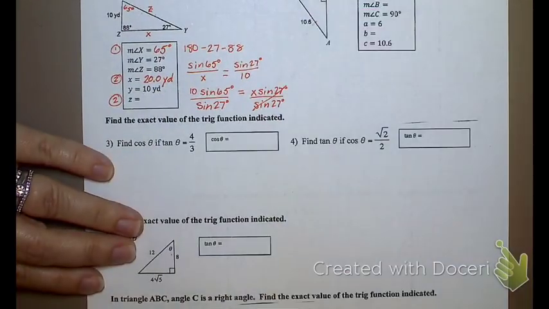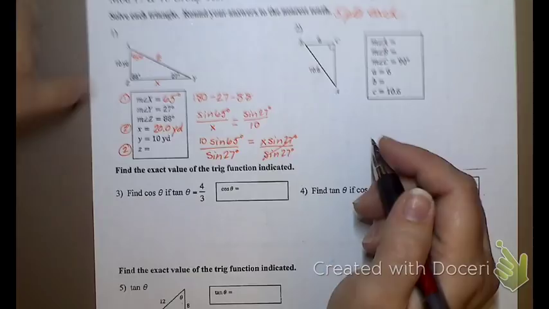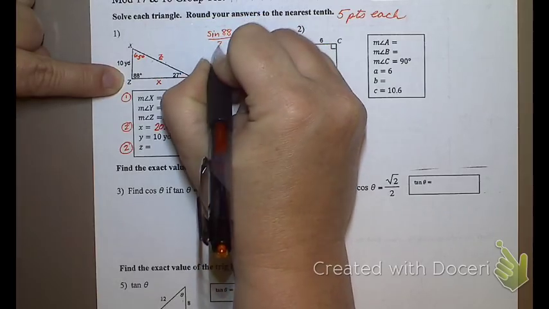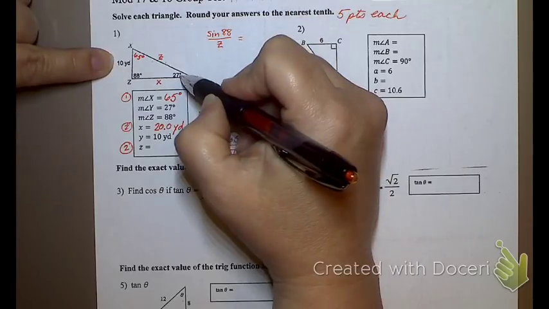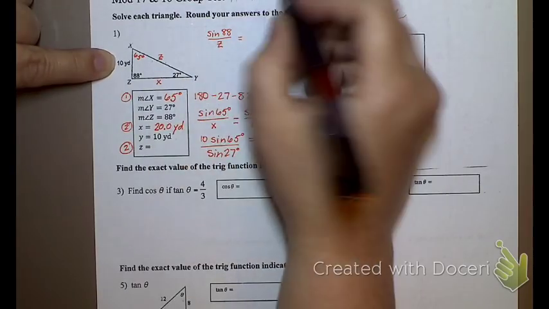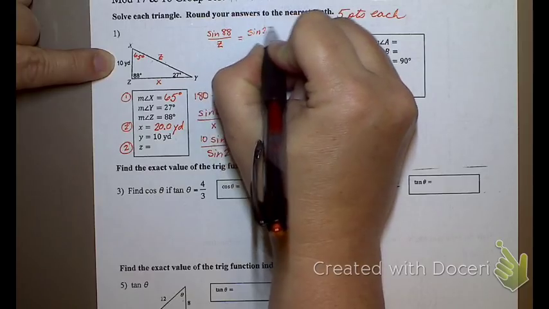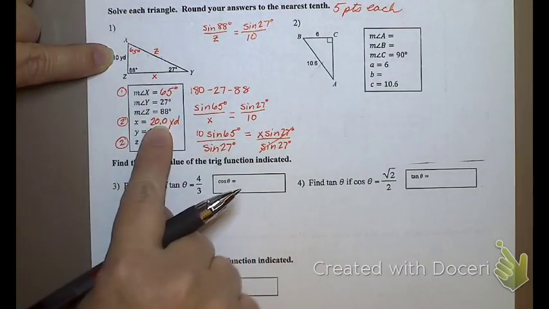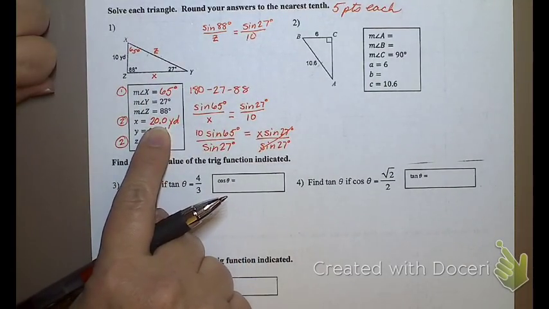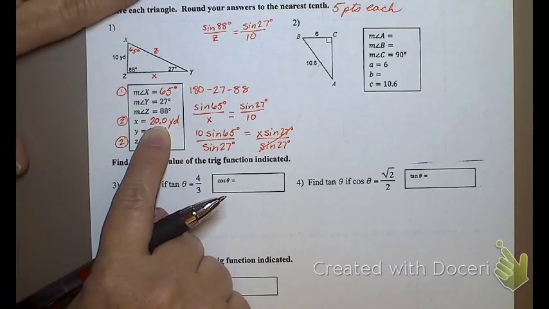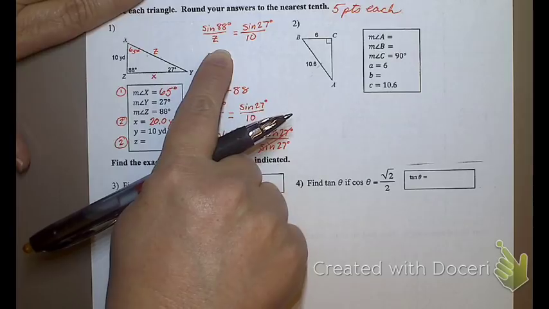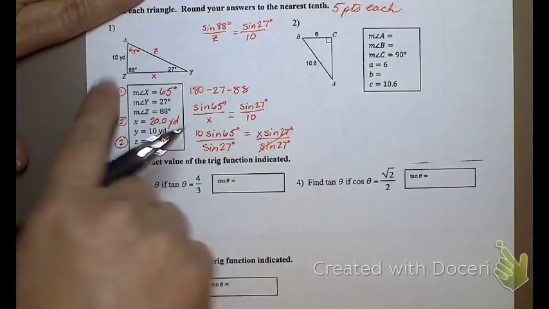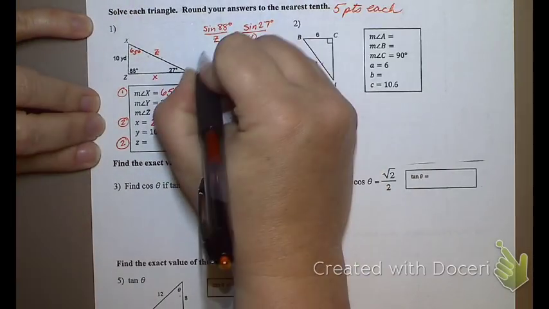Okay. Now let's do the other one. If I want to do Z, I'll write it up here. That would be sine of 88 over Z is equal to, and I'm going to go ahead and use the 27 over 10 again. Okay, sine 27 over 10. Why do I not want to use the sine 65 over what I just found? Because if what I just found, if x is wrong, and I use it in this process, then I'm guaranteeing this one's going to be wrong too. But if I use the original stuff, there's the potential of getting one of them right, even though the other one's wrong.